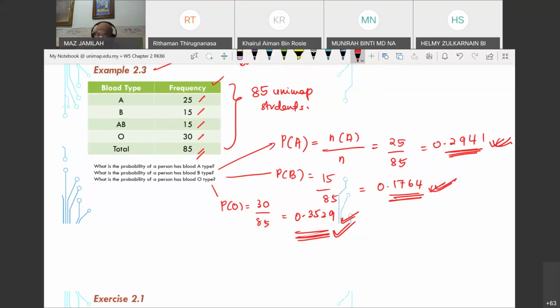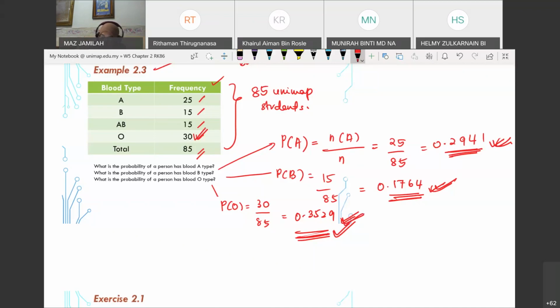Okay, I can accept that. But the thing that I wish you to highlight is this. The higher the frequency, the higher the probability. Okay? The higher the frequency, the higher the probability.